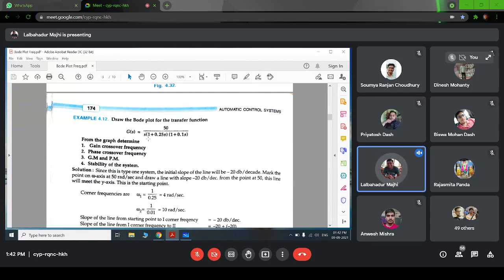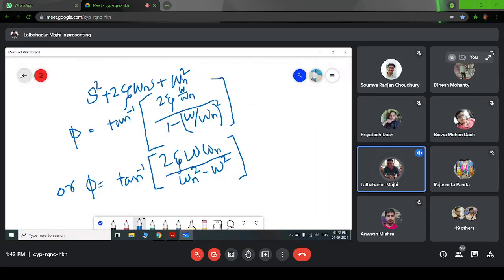For a type 1 system, we have to mark omega is equal to k on the 0 dB axis. The k is 50. So at 50 radian per second, we have to mark that point on the 0 dB axis, and from that point we have to draw an initial slope of minus 20 dB per decade.